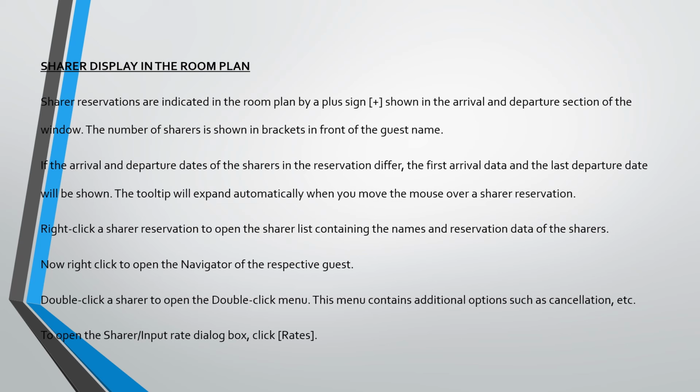Click Write on a sharer reservation to open the sharer list containing the names and reservation data of the sharers. Now click Write to open the navigator of the respective guest. Double-click a sharer to open the double-click menu. This menu contains additional options such as cancellations, etc. To open the sharer input rate dialog box, click Rates.